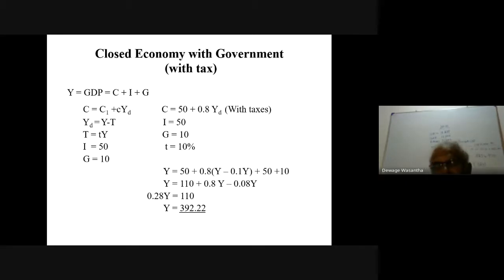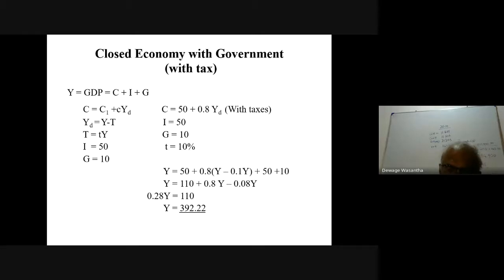10% of your income is 0.1Y. If it is 20%, 0.2Y. If 30%, 0.3Y, so Y minus 0.3Y. Because the tax rate is t and T is tY: 0.1Y, 0.2Y, 0.3Y. You deduct that from the nominal income to get the disposable income. Understand the calculation? I plus G is no problem, no issue. But here you have a bit of a problem calculating disposable income. How do you calculate? Y minus tY, Y minus 0.1Y. Now we substitute: 50 plus 0.8, YD is Y minus 0.1Y, plus 50 investment, plus G government expenditure.